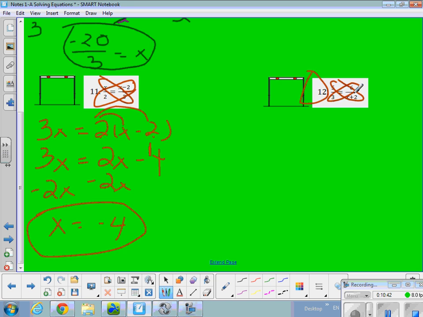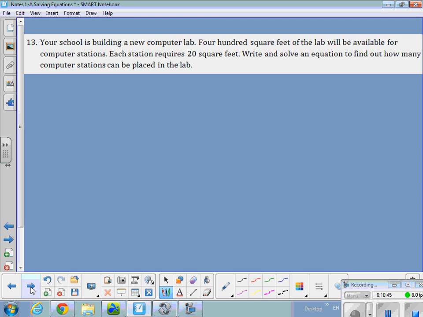Let's take a look at some word problems because I know those can get a little bit tricky. So your school is building a new computer lab. 400 square feet will be available for your computer station. So this is our total right here. Up here is our total. That's how much space we have. Each station requires 20 square feet. Write and solve an equation of how many computer stations can be placed.